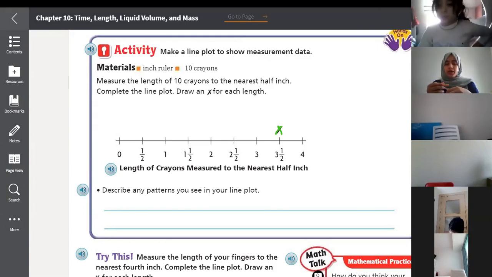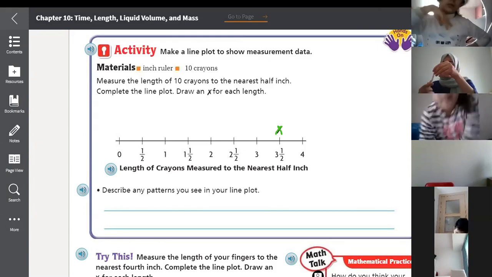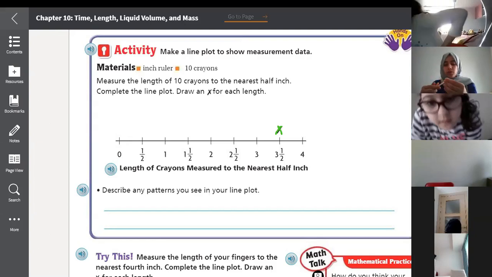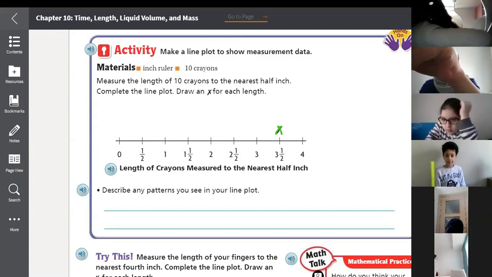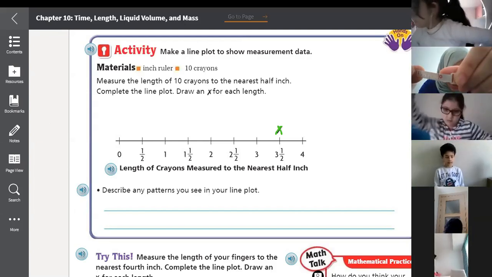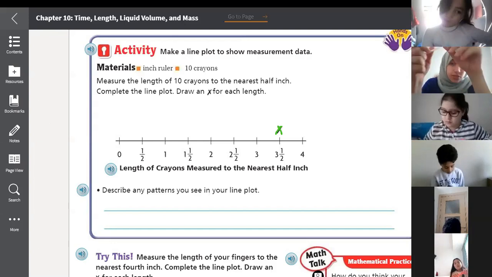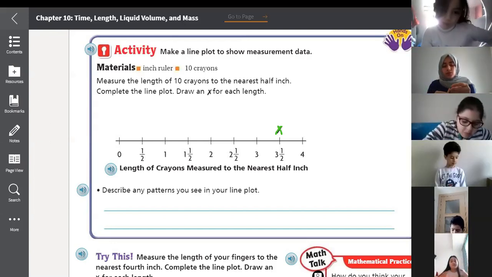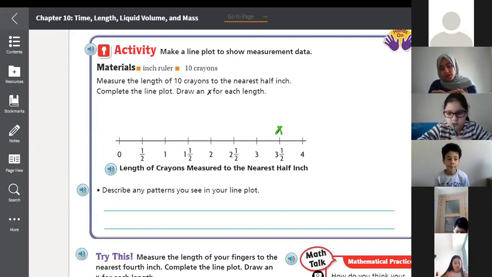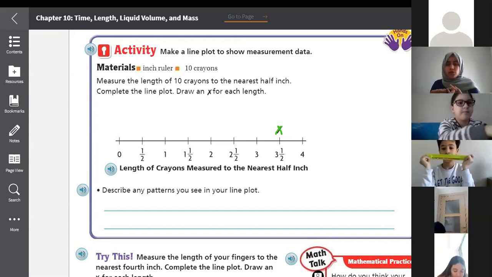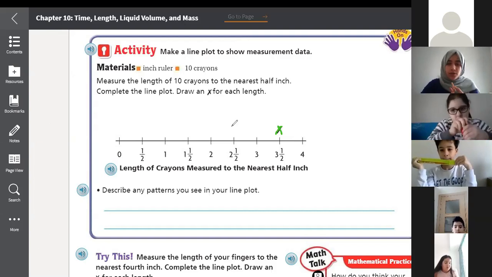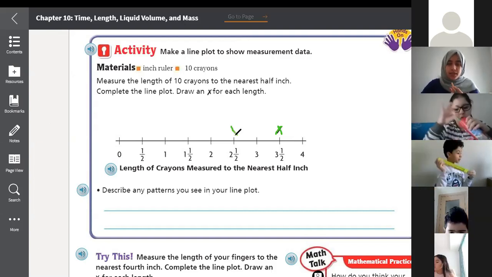So for example, I'm going to start at 0, and when you start measuring, you need to make sure that you are always starting at 0. So you always have to start at 0. I'm going to put 0 next to the beginning of the crayon and measure it. And I see here that it's very close to 2.5. So because it's close to 2.5, I'm going to put an X here.